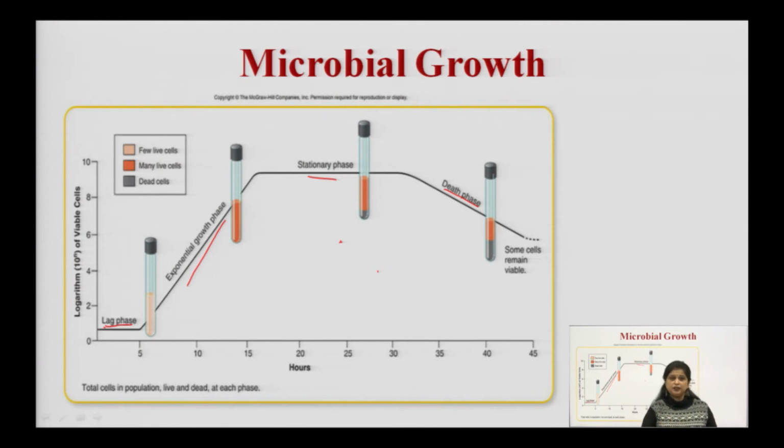One is the lag phase, the second one is the exponential growth phase, the third one is the stationary phase, and the fourth one is your death phase. Now what actually does lag phase mean? As I told even before, what is lag phase? It is when there is no increase in the number of bacteria, no increase in the number of microorganisms.